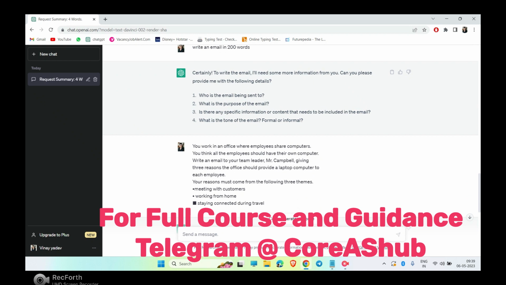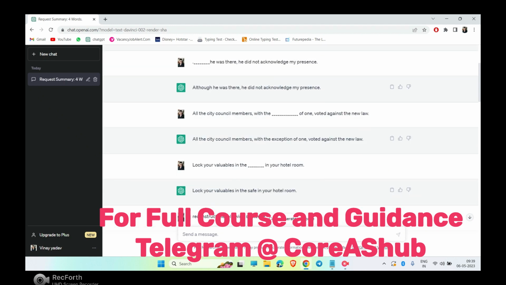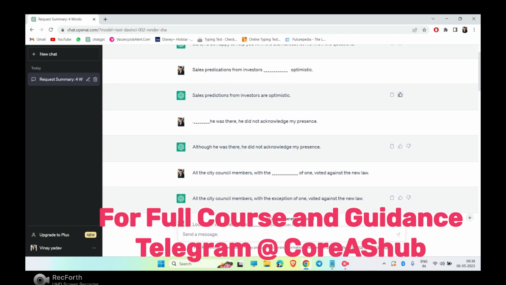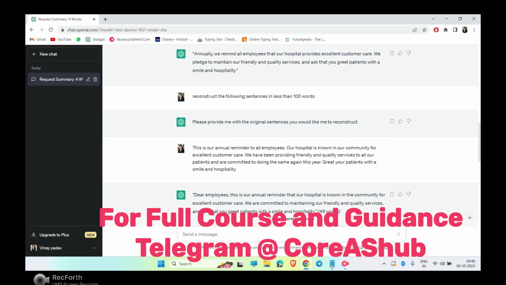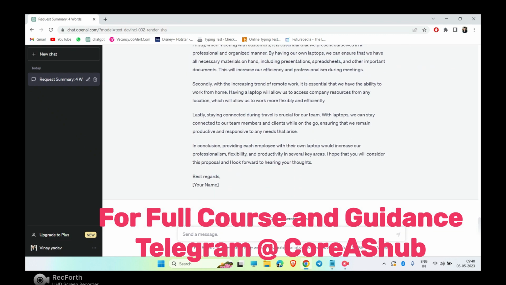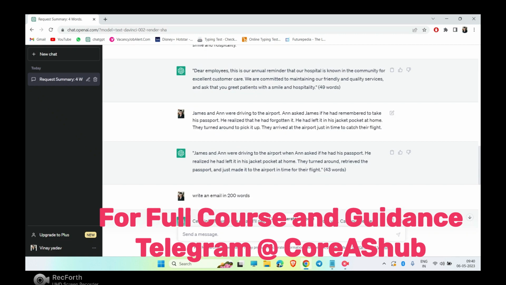Using this ChatGPT you can crack the exam very easily, because first of all, you can find your mistakes. Generally in the fill in the blanks questions, we know that questions repeat again and again, but if we keep writing the wrong answer every time, then how can we crack the exam? So for that purpose we have to know the correct answer.